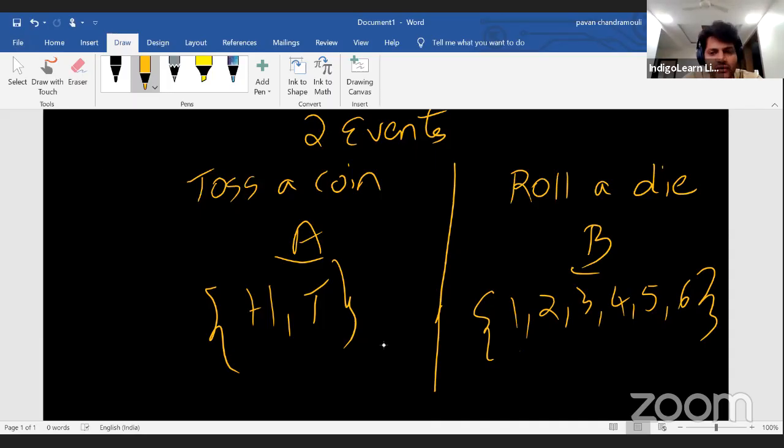and if I get a head, then only I will roll the die. What if I get a tail? I will not roll the die. So rolling a die is conditional upon you getting a head. If you just have to roll a die without any relation to tossing a coin, then you are free to roll the die at any time you want. But you can't roll the die now unless you get a head.